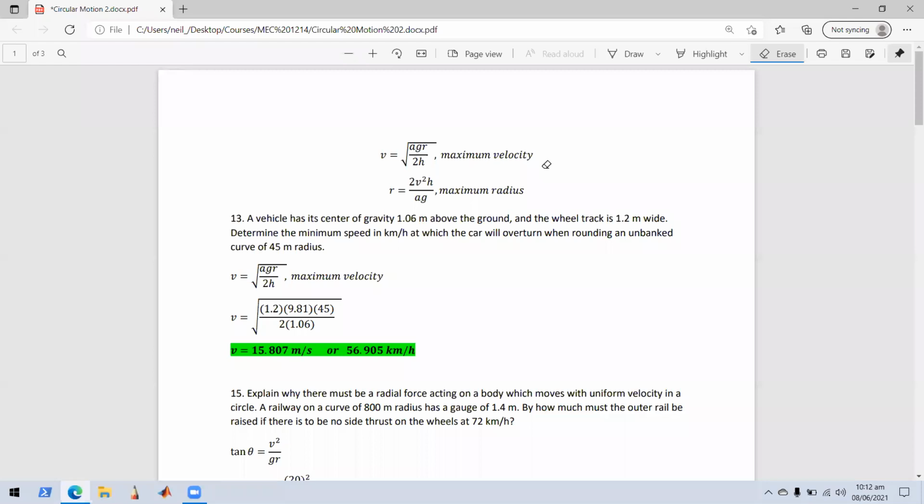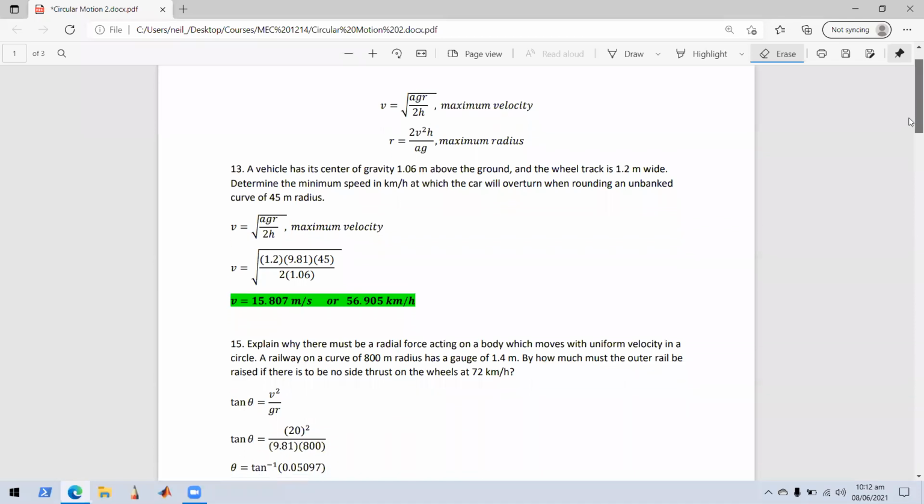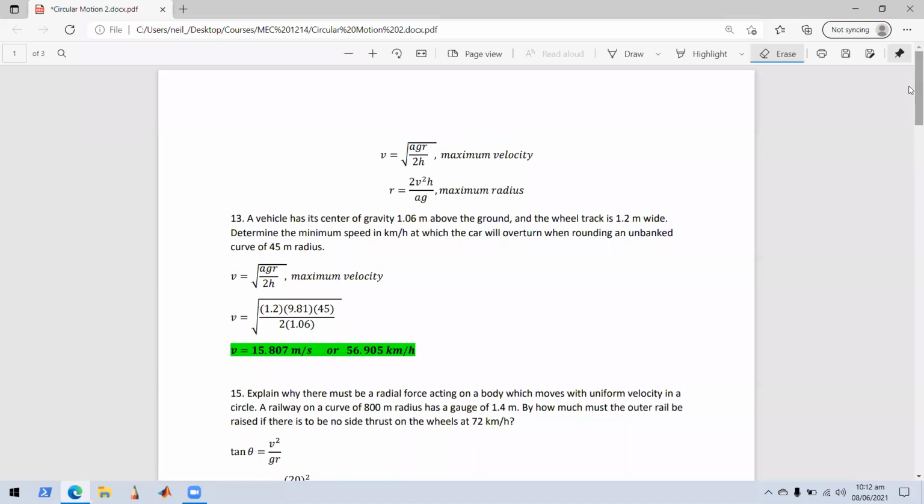Okay, so today we're going to talk about circular motion and more specifically cars and trains and why they flip and skid, things like that. But more or less it's still circular motion.